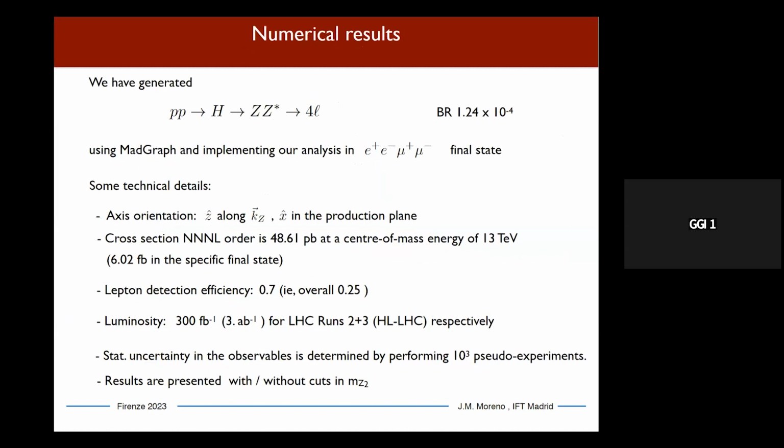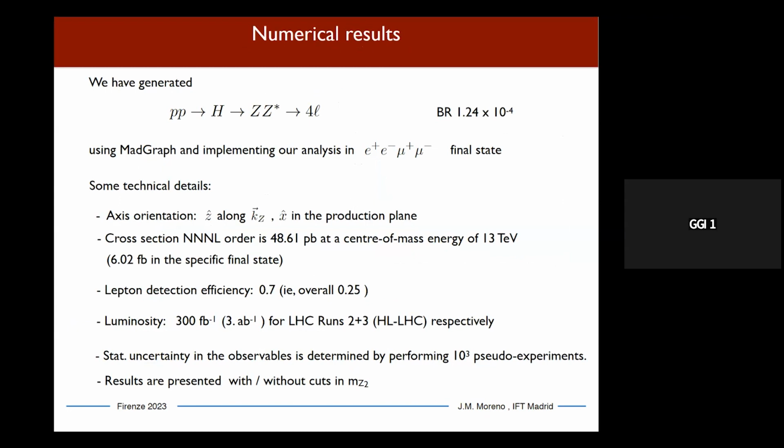And now, finally, numerical results. So we have generated, using MadGraph and implementing the final step I was mentioning before, the analysis of Higgs decaying into the 4 leptons. The branching ratio for this process is 10 to the minus 4.